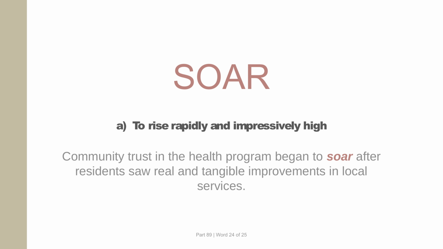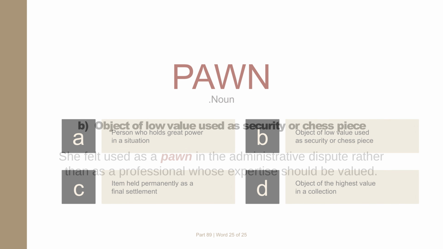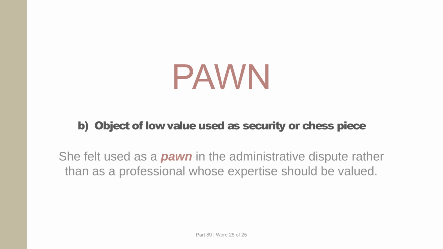Question 25. What is the meaning of pawn? Option A, person who holds great power in a situation. Option B, object of low value used as security or chess piece. Option C, item held permanently as a final settlement. Option D, object of the highest value in a collection. Correct answer, option B. The correct meaning of pawn is object of low value, used as security or chess piece. Example: she felt used as a pawn in the administrative dispute rather than as a professional whose expertise should be valued.